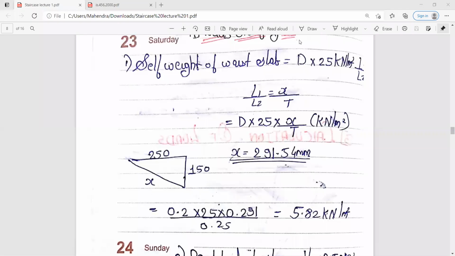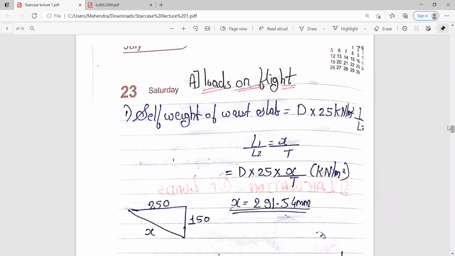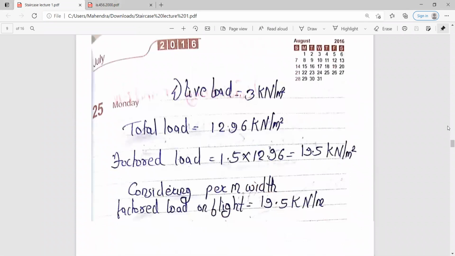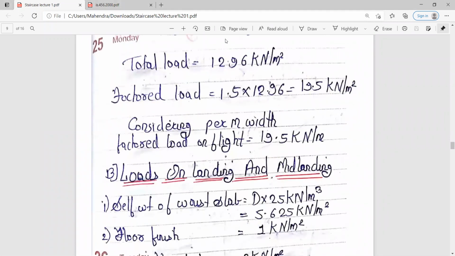Yesterday we had calculated the load on the slab, loads on the flight, as well as the loads on the landing and the mid landing. Now today we are going to, yes, yesterday's part everyone understood. Anybody is having any queries up till load calculation of loading for flight as well as for landing and mid landing?